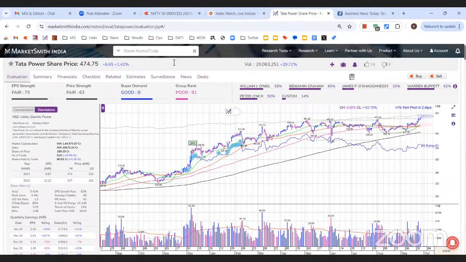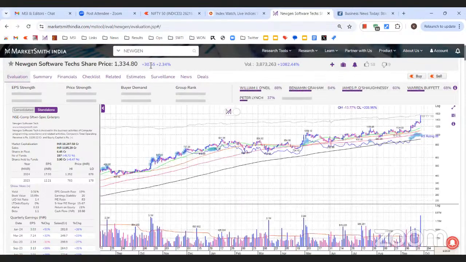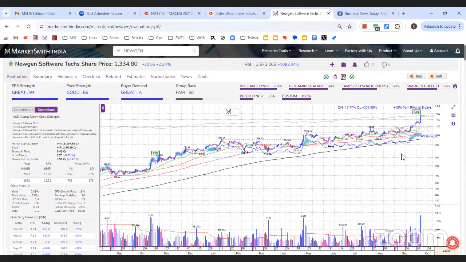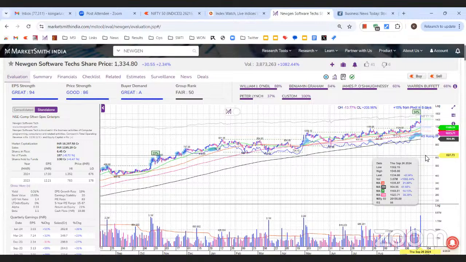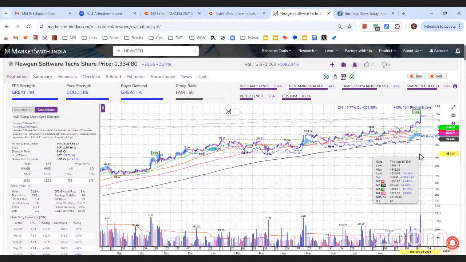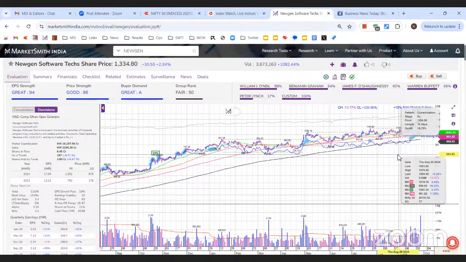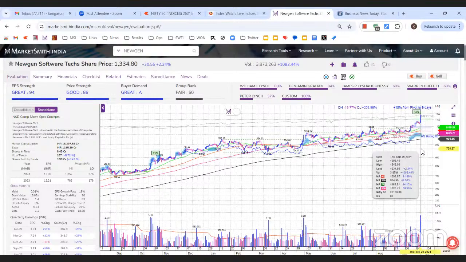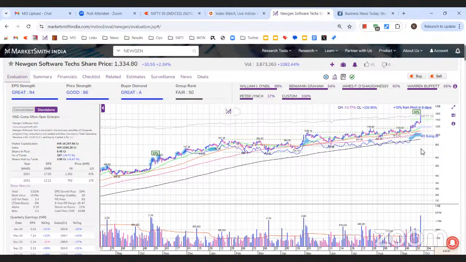The next we can look at is Newgen Software Techs. So very bad candle today. Downside reversal as one can see. Stock moved near 1500, then came back on a very high volume, which is not a good sign.